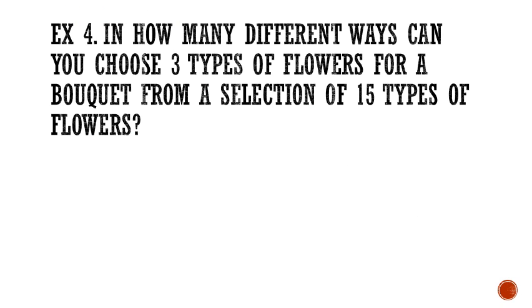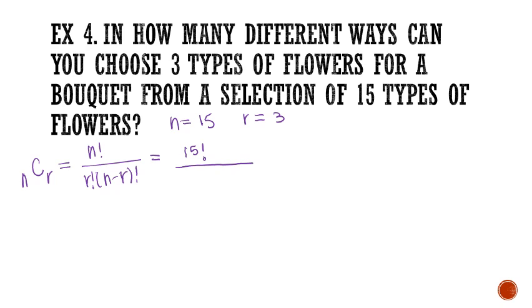So this is example number 4 here. In how many different ways can we choose 3 types of flowers for a bouquet from a selection of 15 flowers? So let's write down the formula. And then let's go ahead and fill it in. So N is equal to 15 and R is 3 because we're choosing 3. So we have 15 factorial over 3 factorial, and then 15 minus 3, that's going to be 12 factorial.